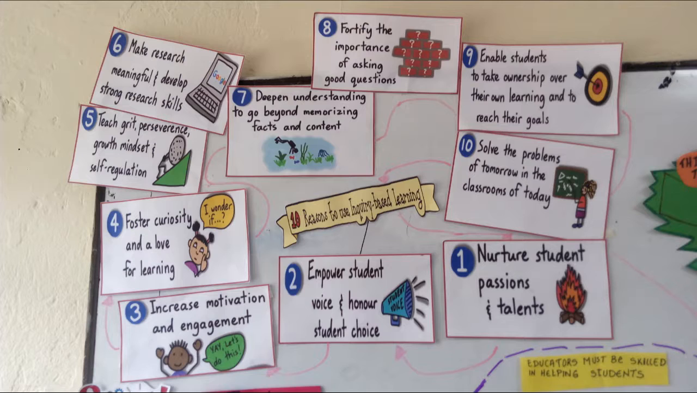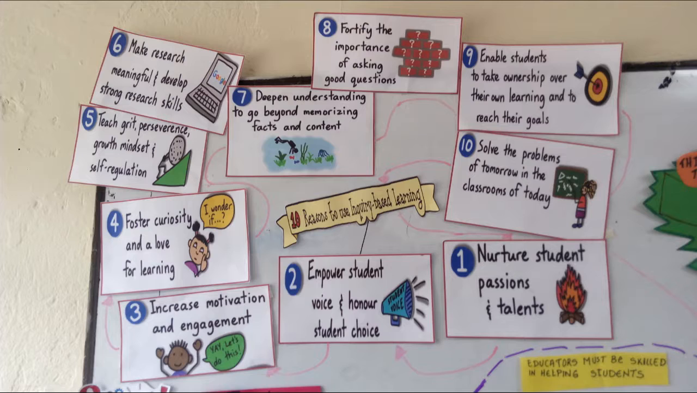Fifth reason, teach grit, perseverance, growth mindset, and self-regulation. It means that you can encourage your students that they can do things using their own knowledge and also using the new knowledge in order to achieve a goal. Sixth reason, make research meaningful and develop research skills. It can promote curiosity, and complex reading skills are applied to multiple sources.